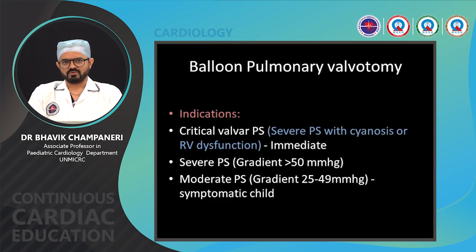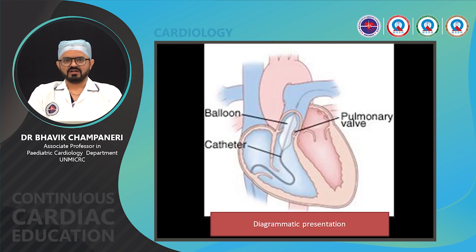Coming to the balloon pulmonary valvotomy procedure, the indication is critical valvular PS, that means severe PS with cyanosis or RV dysfunction. It is an indication for immediate balloon pulmonary valvotomy. Also severe PS where the gradient is more than 50 mm of mercury, and moderate PS if the patient is symptomatic. Here is a diagrammatic presentation where our catheter goes through the femoral vein into IVC, RA, RV, and across the pulmonary valve we inflate this balloon, and post inflation we take out the balloon. This is how the balloon pulmonary valvotomy procedure is performed.